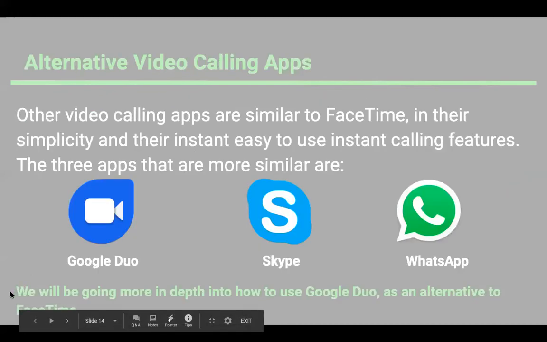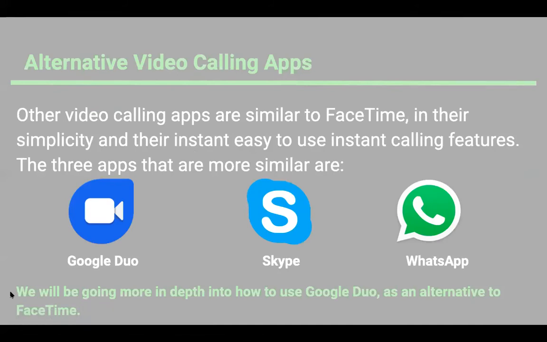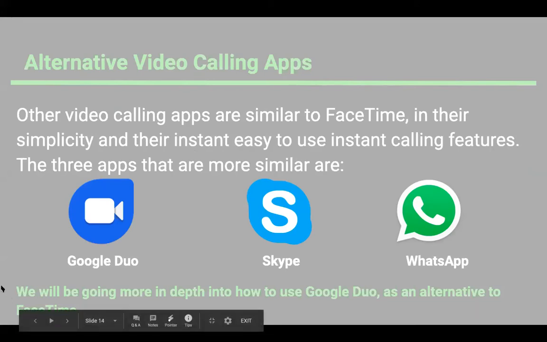So now we're going to go over some alternative video calling apps. These are some video calling apps that are similar to FaceTime in their simplicity and their easy to use instant calling features. The three apps that are most similar are Google Duo, Skype, and WhatsApp. We'll be going more into depth in how to use Google Duo as an alternative to FaceTime.